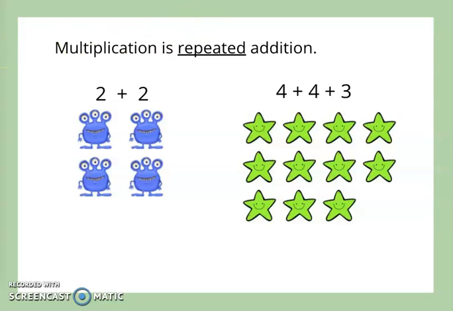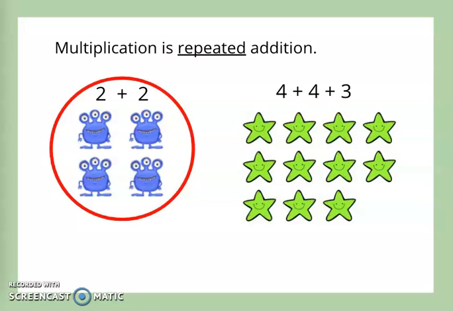The correct answer is this one. Yay! So we have 2 plus 2, which is repeated addition. And that is why we can change this into 2 times 2 equals 4. You can also call this 2 sets of 2 equals 4.